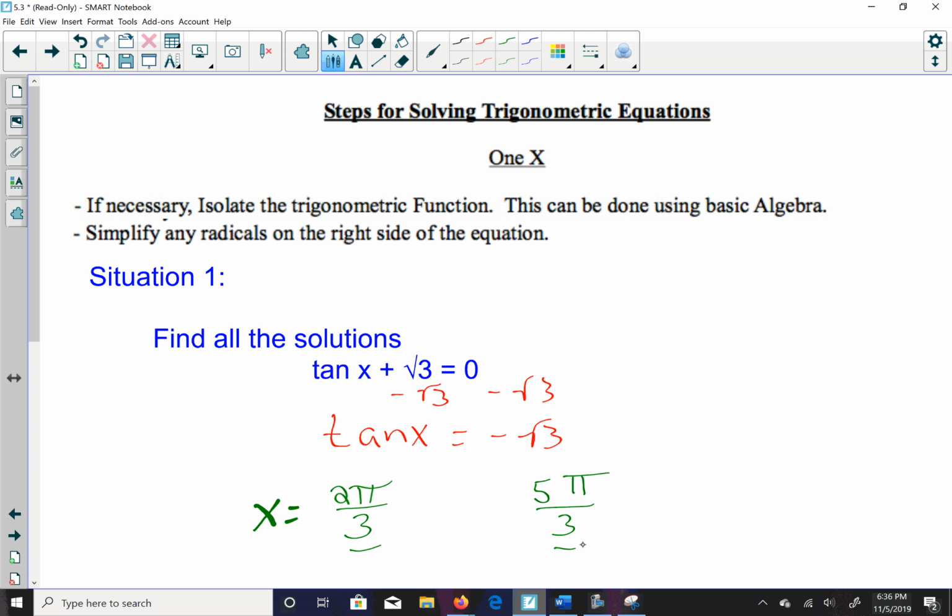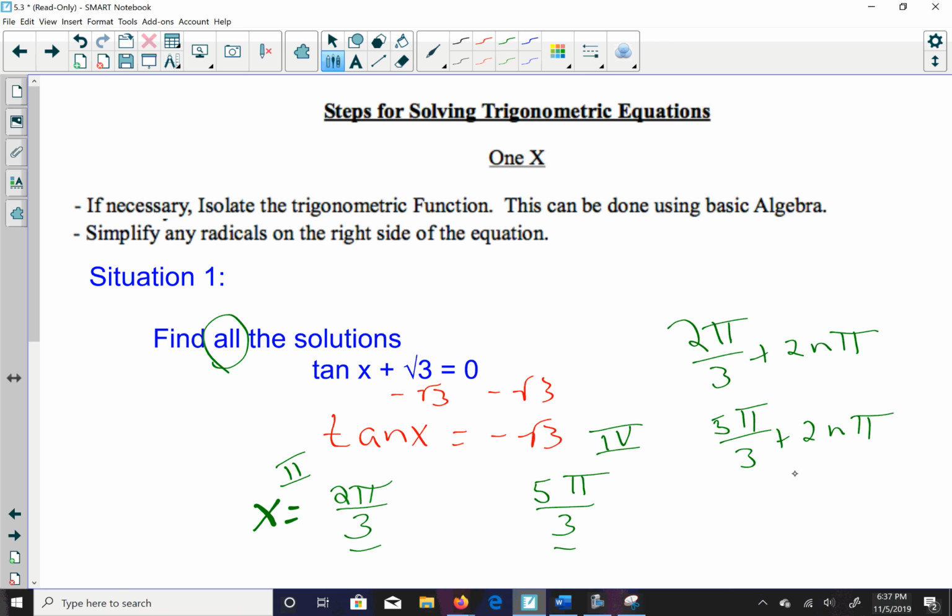Now this is tangent. The distance between 2 pi over 3, this is in the second quadrant, and 5 pi over 3, this is in the fourth quadrant, they are 1 pi apart. So I can do my answer in two ways, since it's saying find all the solutions. I can do 2 pi over 3 plus 2n pi, and 5 pi over 3 plus 2n pi. That's one way I can give my answer.